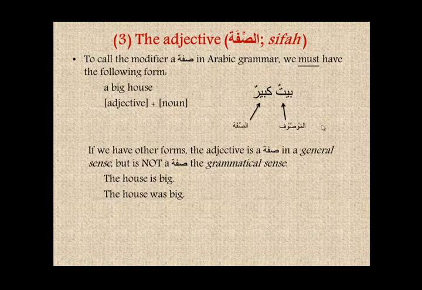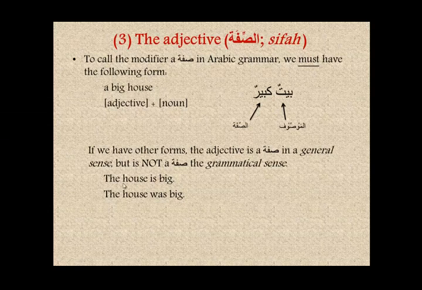Baytun is the mawsuf, that's the thing being modified or described. Al-sifa is the adjective, the descriptor. Again, we have to have this form, baytun kabirun, in order for us to call kabirun al-sifa. We can have other forms, okay? If we have other forms, the adjective is al-sifa in a general sense, but not al-sifa in the grammatical sense.